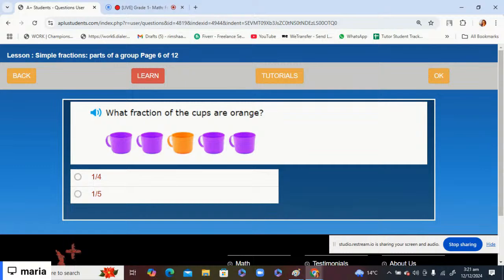What fraction of the cups are orange? So how many cups are there? First of all, let's count it. Very good, very well done. It's 1 by 4.